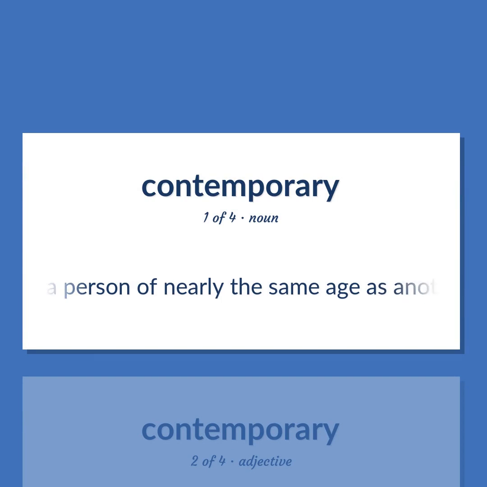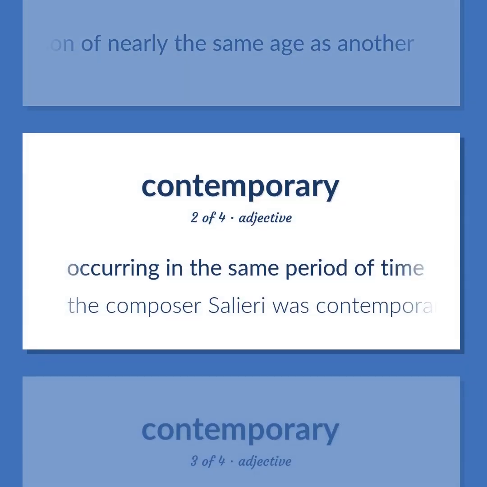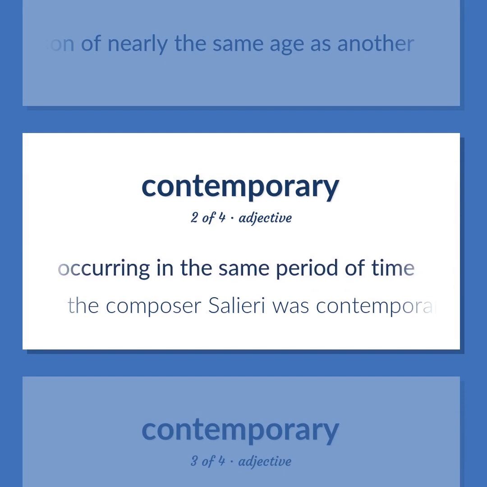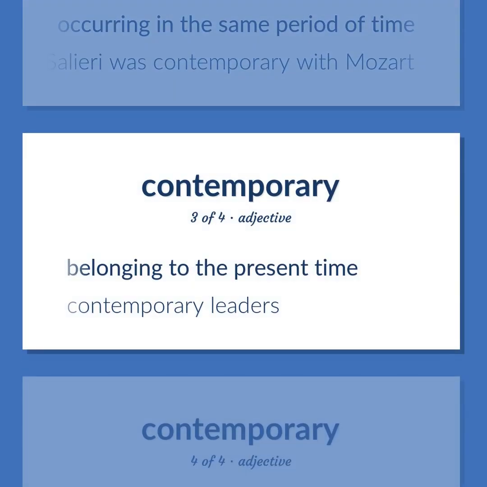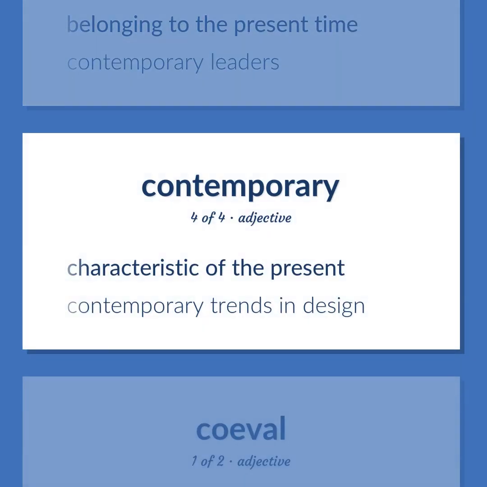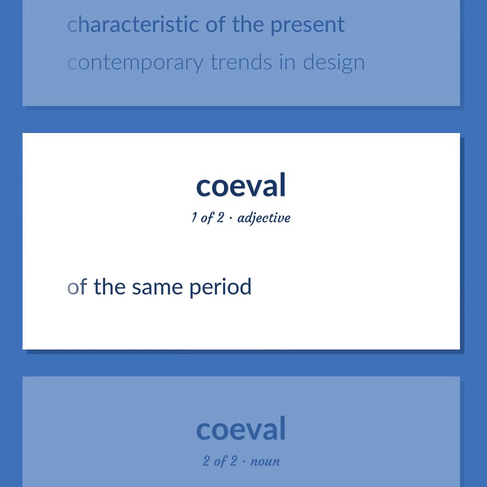A person of nearly the same age as another. Occurring in the same period of time. The composer Salieri was contemporary with Mozart. Belonging to the present time. Contemporary leaders. Characteristic of the present. Contemporary trends in design. Of the same period.